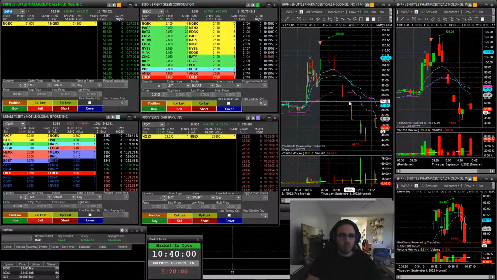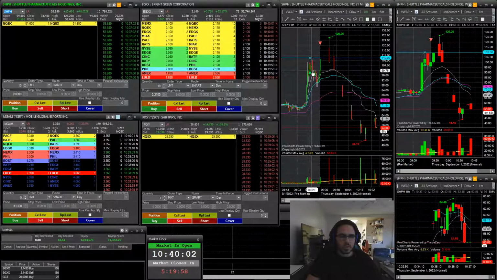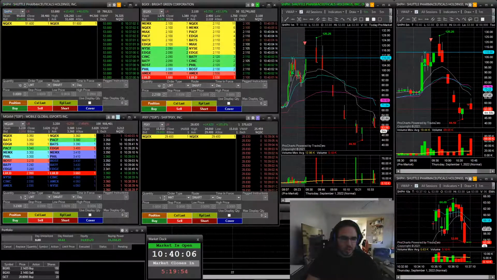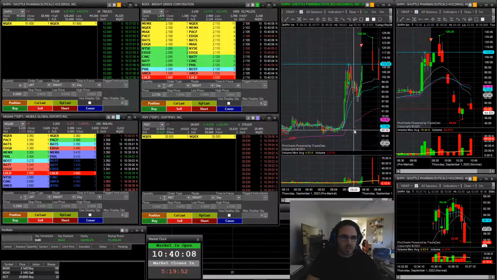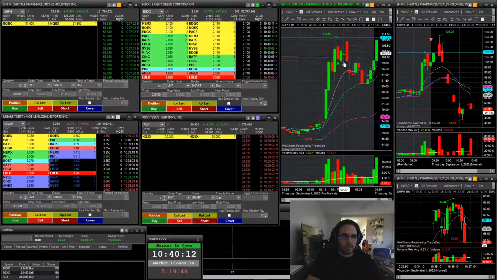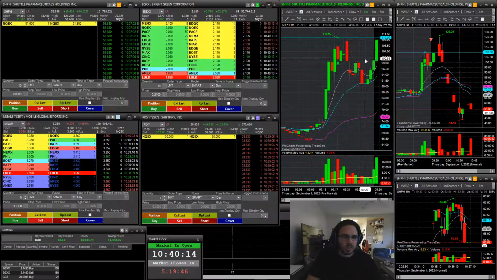We bought the break of 100. We bought the retest of 100. Let me scroll back here. And so it dipped down. We bought 100 with one share.